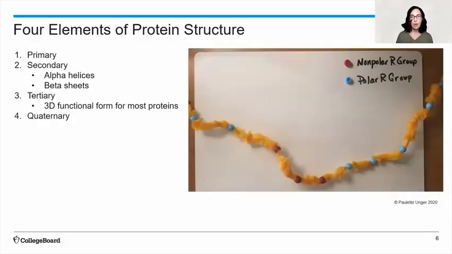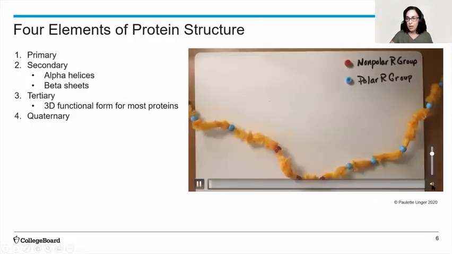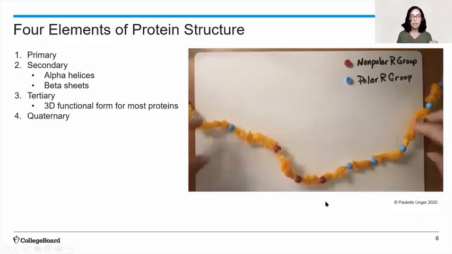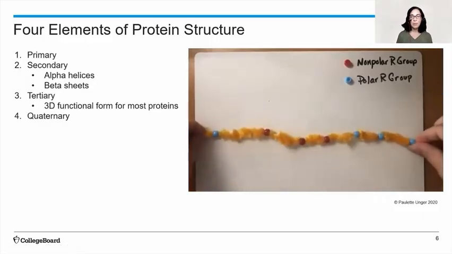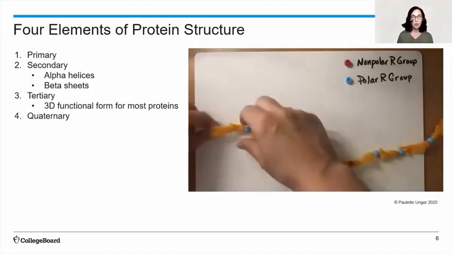So here in this video, I'm going to model for you the folding so you can see it all in action using a pipe cleaner and some beads. The pipe cleaner represents the carbon backbone of the primary level where you have the peptide bonds holding amino acids together between that carboxyl terminus and the amino terminus. And the different color beads represent the properties of the amino acids. So red beads are nonpolar because they have nonpolar R groups, and blue beads are polar because they have polar R groups. So next we're going to see that local folding happen.